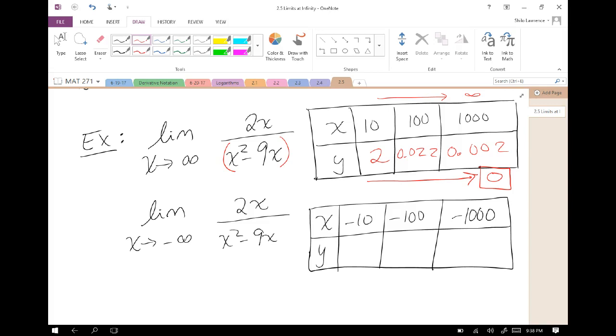So we're also going to do the same thing for the limit as x approaches negative infinity. We just plug the negative counterparts in. So what's happening at negative 10? I got negative 0.105. And then negative 100, I got negative 0.018. And then negative 1,000, I got negative 0.002. And again, it looks like these guys are getting smaller and smaller and smaller and eventually going to 0.